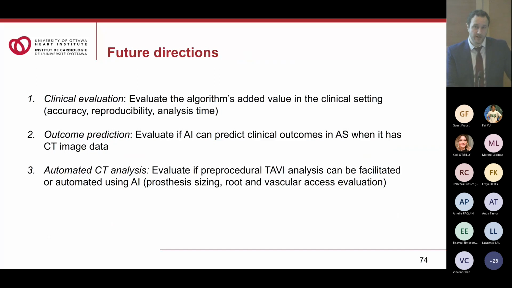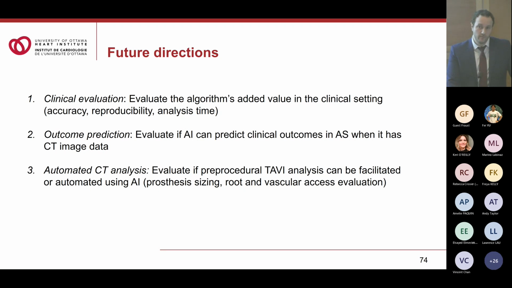In terms of future directions for this project, we're embarking on a clinical evaluation of the algorithms. What we want to see is whether it provides a benefit in terms of accuracy, reproducibility, and analysis time compared to humans. That's the first stage of our future directions. We also would like to evaluate outcome predictions with this, so we're gathering a cohort of patients that have those outcomes well delineated.